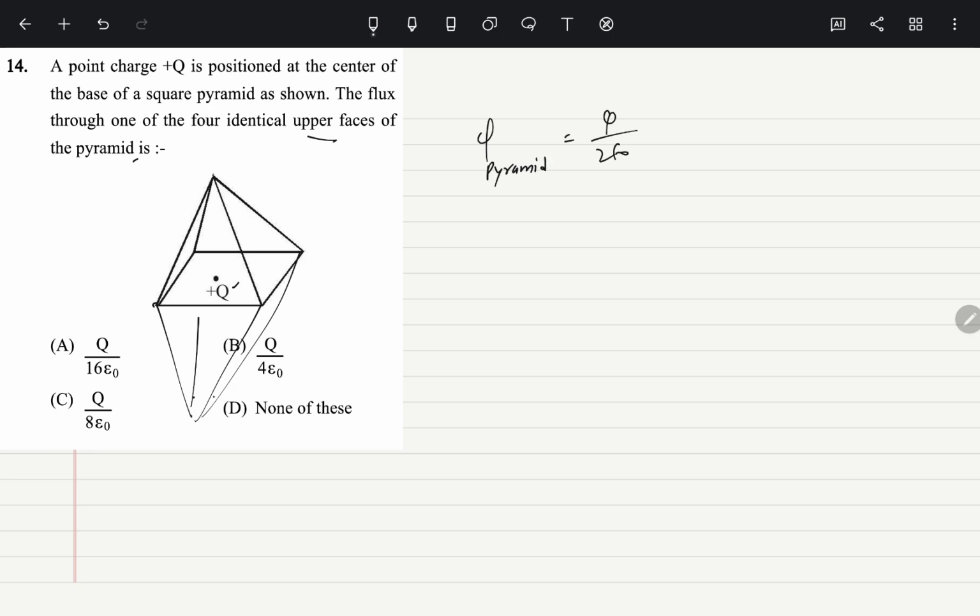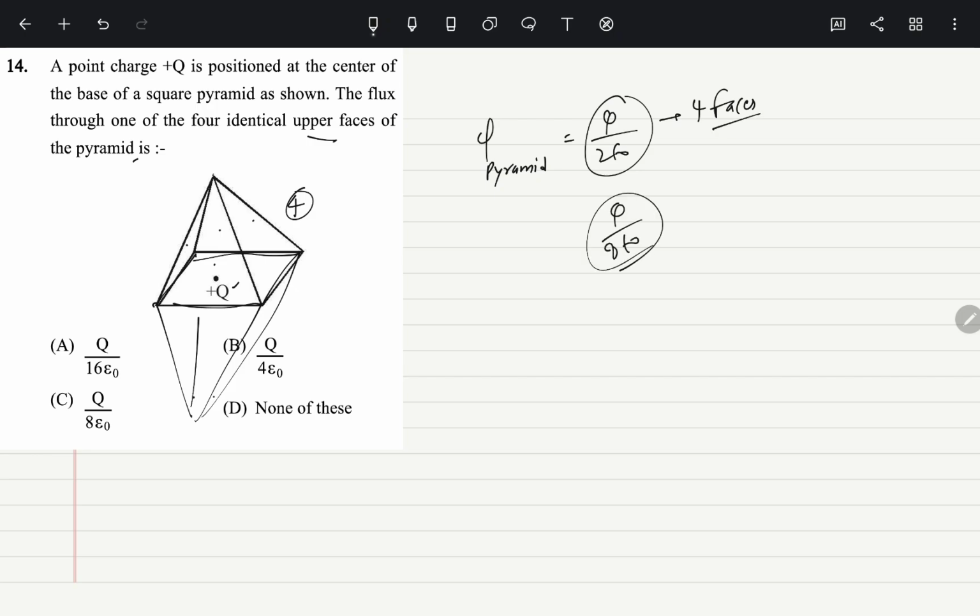Now this flux is passing through only these four faces, the triangular faces. There are four triangular faces, and there is no flux passing through the base face, right? Because the charge is in the plane of this face. So the flux through the whole pyramid is q by 2 epsilon naught, and this is passing through the four faces. So the flux through one face is only q by 8 epsilon naught.